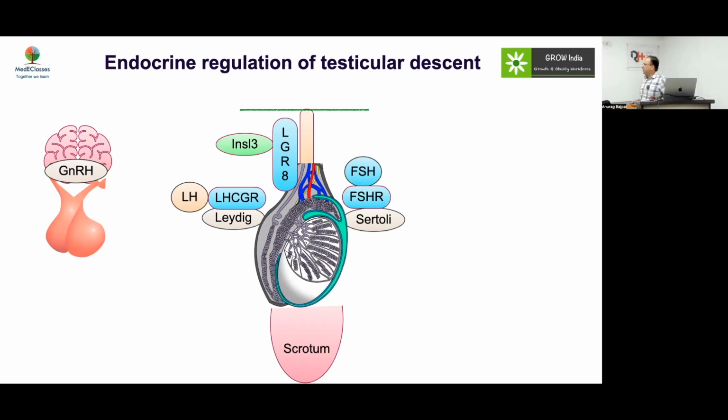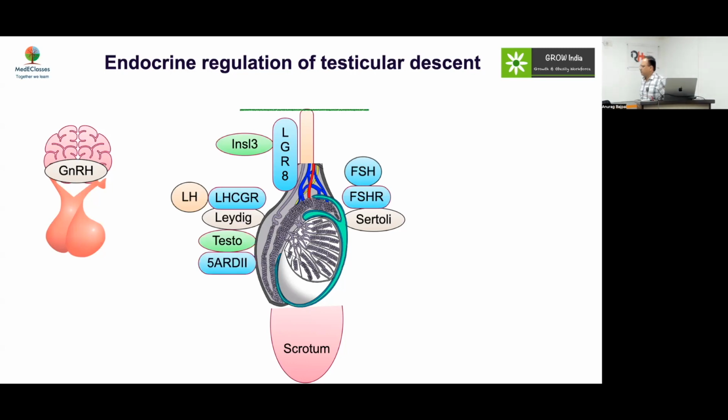So problems in INSL3 and LGR8 will cause undescended testis, and you may have an abdominal testis even if everything else is normal. So it's not that if you have an abdominal testis, that necessarily means there's a gonadal dysgenesis. Even if insulin-like factor 3 is not there or it's not working, you will have the complete problem. So it's the major initial player, so to speak, as far as descent is concerned.